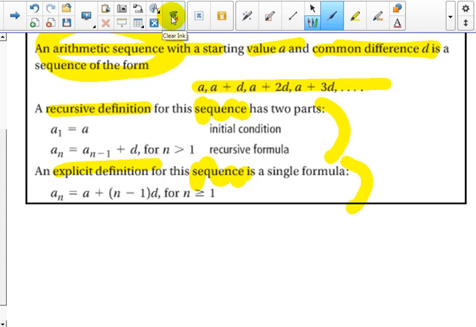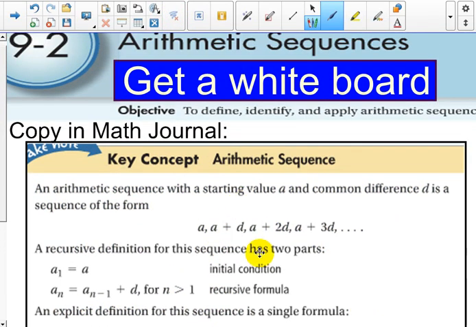Okay. So I had you copy this so you've got these at home. So the two things you'll focus on in this lesson are the recursive definition and the explicit definition.